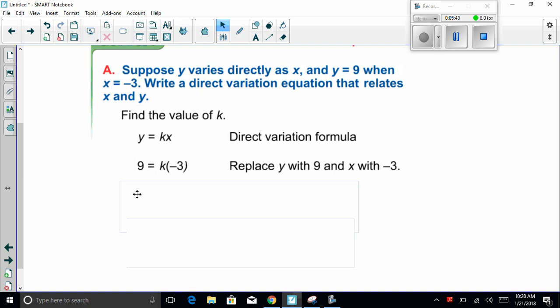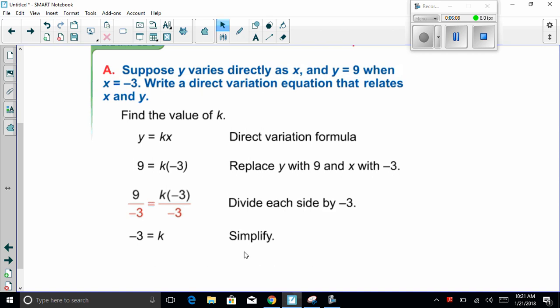So they told us that y equals 9, so I plug in a 9 for y, when x equals -3, so I plugged in a -3 for x. Now we're going to solve for k. Because k is being multiplied by -3, we need to move it over, so we need to do the opposite, which is dividing by -3. So we have 9 divided by -3 is going to equal k. 9 divided by -3 is -3, so -3 is going to equal k.